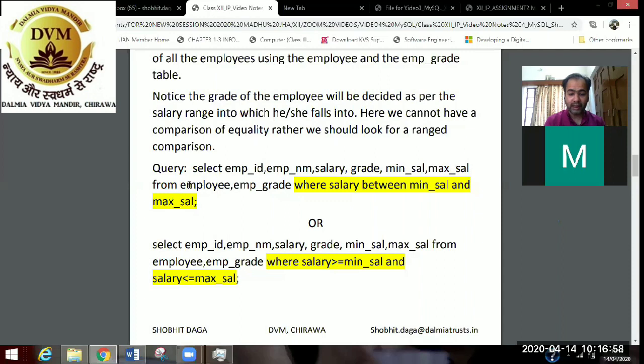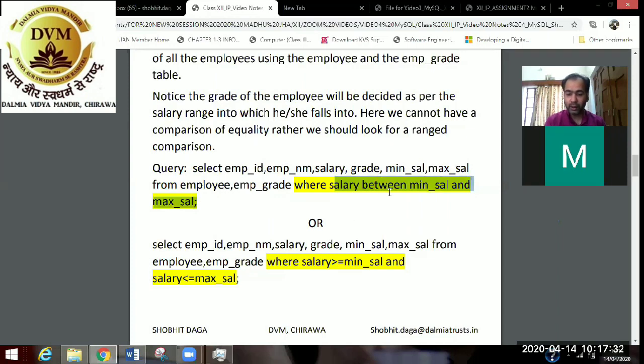Additionally, the from condition gives us the names of the tables to which all these columns belong. So the grade, min salary and max salary columns belong to the EMP grade table. EMP ID, EMP name and salary belong to the employee table. The condition over here is where salary is between min salary and max salary.